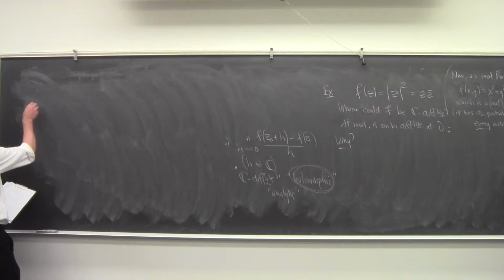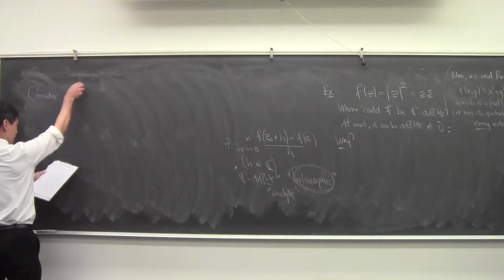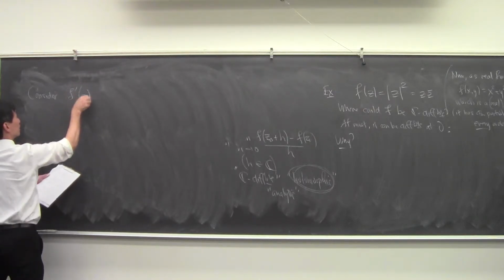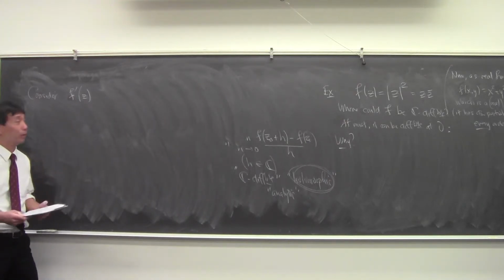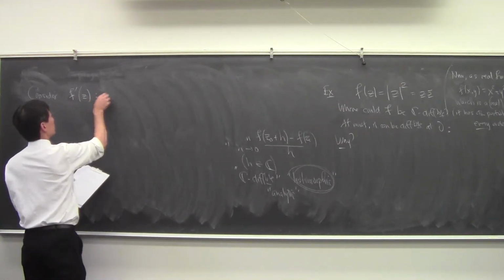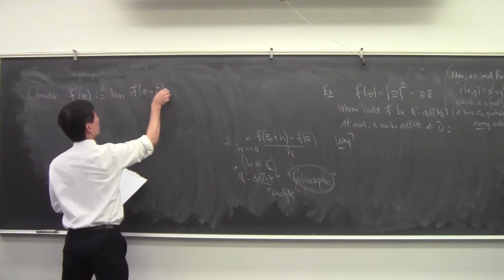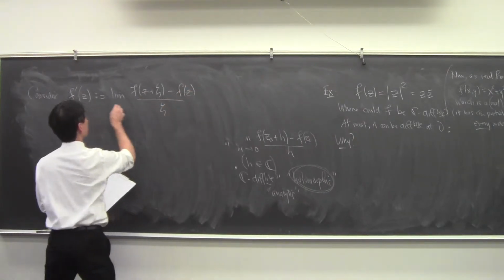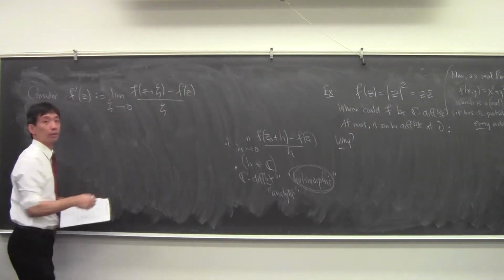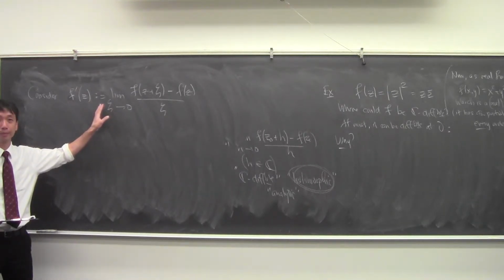So why? Let's consider f prime of z. Well, f prime of z should be the limit of f of z plus something minus f of z over that something, as that something goes to 0. That's what we said the definition was.